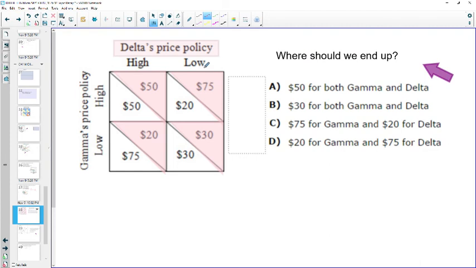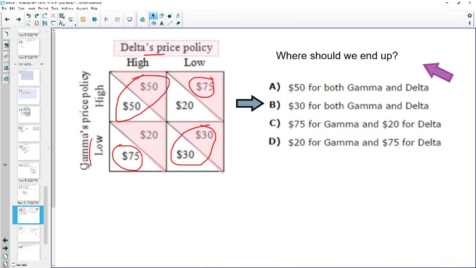Okay, you're going to see something like this. Here, Delta is in pink, Gamma is in white. Same concept. We start out both charging high prices. If Delta decides to lower prices, they're going to steal business and make 75. If Gamma decides to lower prices, they're going to steal business and get 75. They're probably both going to cheat, and we're going to end up here at 30. Where do we end up? Probably at 30 for both. They're both going to cheat.